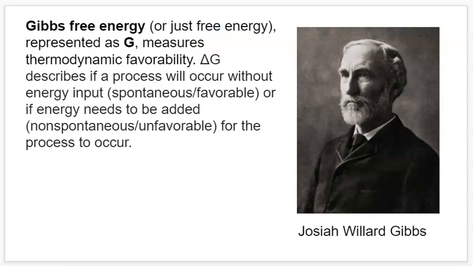So next we're going to talk about Gibbs free energy, also known as just free energy. And this is represented by G. It measures the thermodynamic favorability. So delta G, the change in Gibbs free energy, is going to describe whether a process will occur without energy input, meaning it's either spontaneous or thermodynamically favorable, or if energy needs to be added, which would make it non-spontaneous or thermodynamically unfavorable. And this was proposed by this guy, Josiah Willard Gibbs.